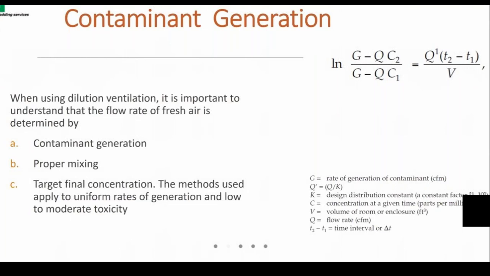And the generation rate is the generation rate of the contaminant. To apply this formula, we must know all the other parameters to calculate one unknown parameter. We can apply this formula only on this scenario. We can't apply this formula on any other scenario.